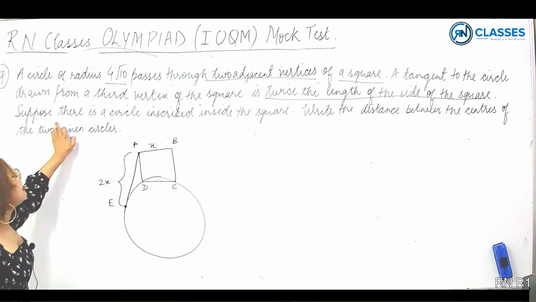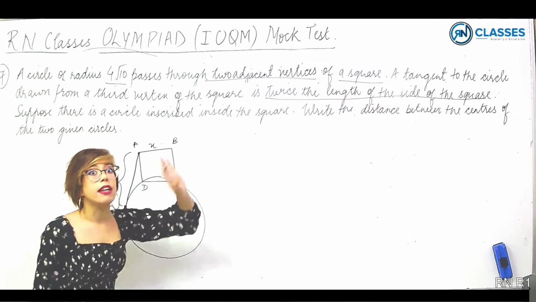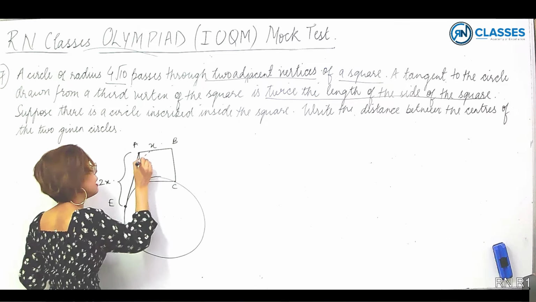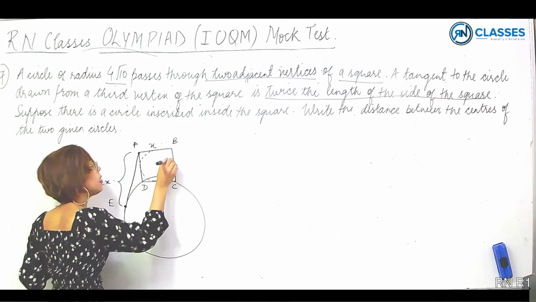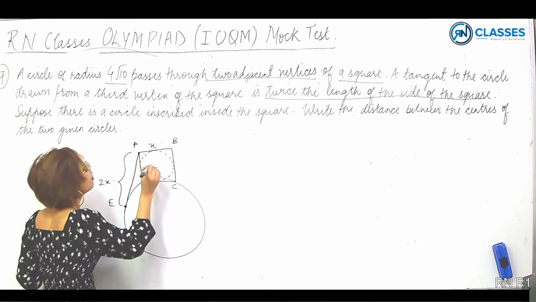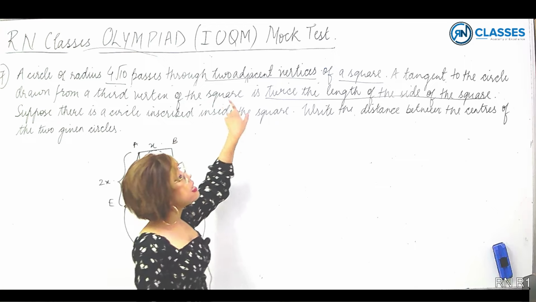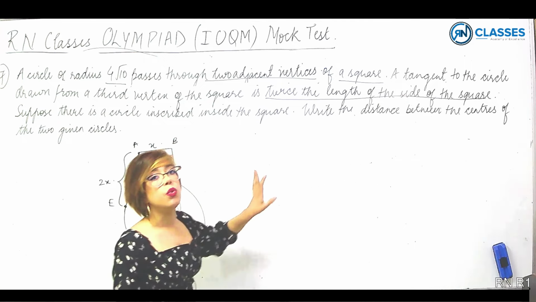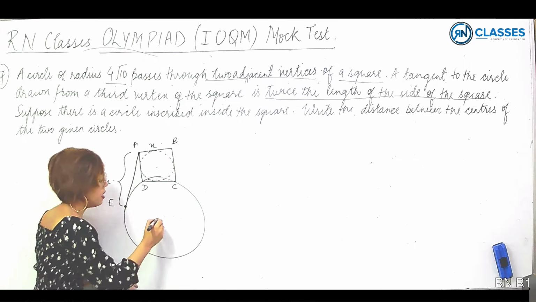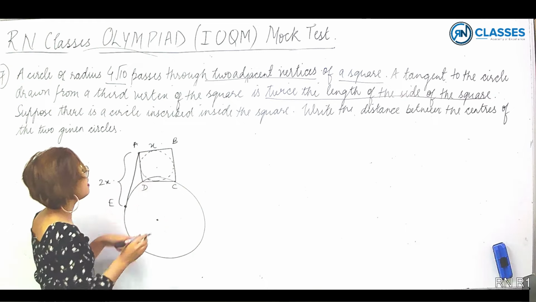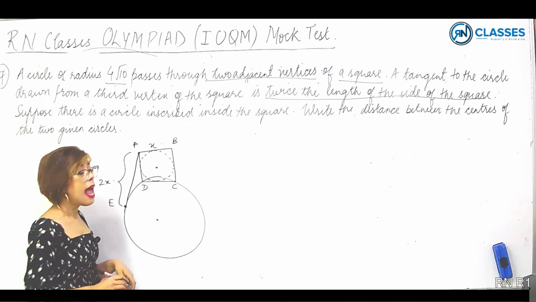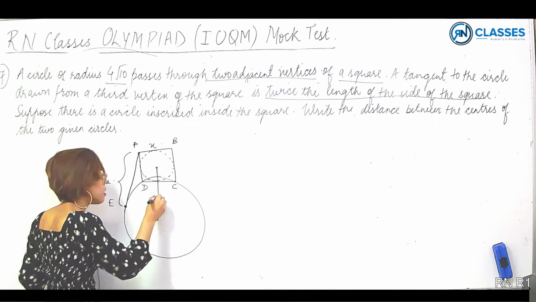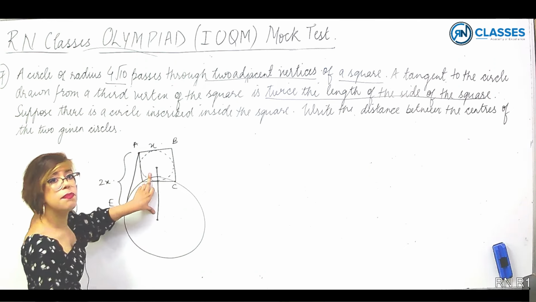Cool. Now, he says, suppose there is a circle inscribed inside the square. So my circle is supposedly like this, inscribed, touching all the sides. Cool. Write the distance between the centers of the two given circles. So one circle is given to be this, right? Suppose the center is here. The other circle is this. Suppose the center is here, right? I am interested in finding this distance, the distance between the centers, right?